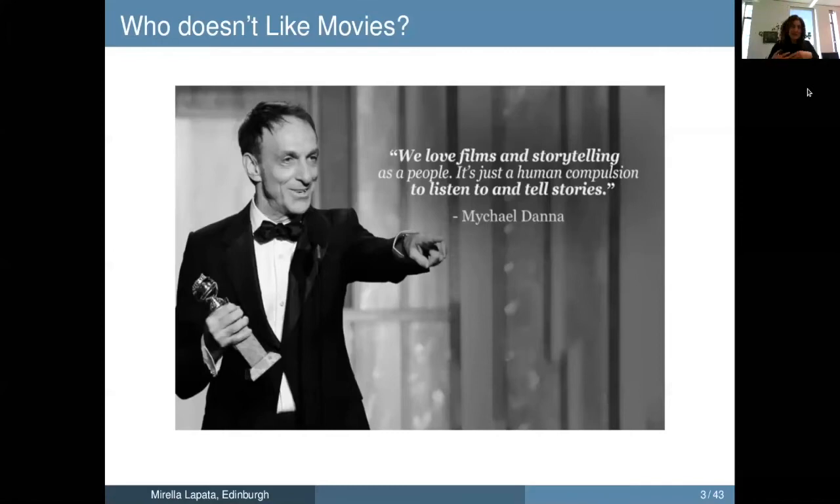So it seems to be the case, Michael Dana is telling us, that movies are a manifestation of telling stories. There is nothing controversial about this, and that it's in human nature, which is, again, not very controversial. We like reading books, we like telling stories, and movies are an extension of these. So all humans can watch them, all humans can understand them, and all humans can say things about them.